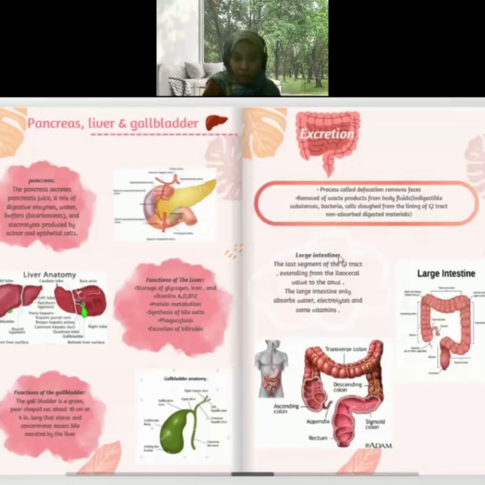Last thing, we have the large intestine. It is the last segment of the GI tract, extending from the ileocecal valve to the anus. The large intestine only absorbs water, electrolytes, and some vitamins. It just absorbs water and some vitamins, and lastly, it will end at the anus.